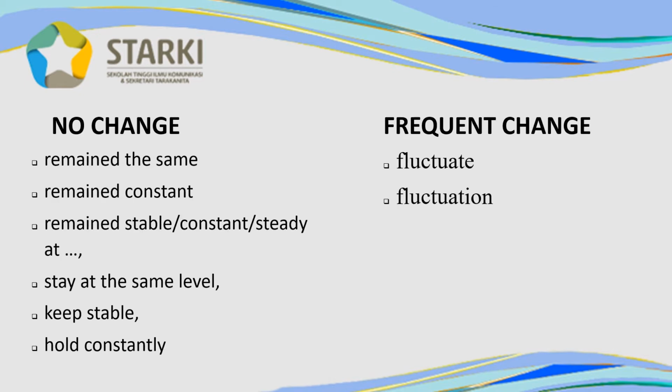If there is no change of the points, you can say remain the same, remain constant, remain stable. Okay, or it stays at the same level, you can say that. And then if there is such kind of frequent change, you can use this vocabulary, fluctuate, or it has a fluctuation on the points, on the numbers.